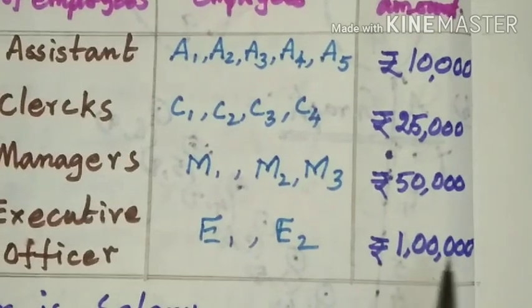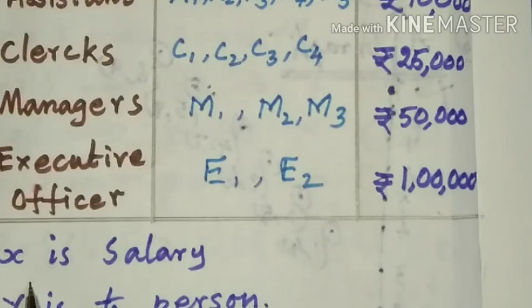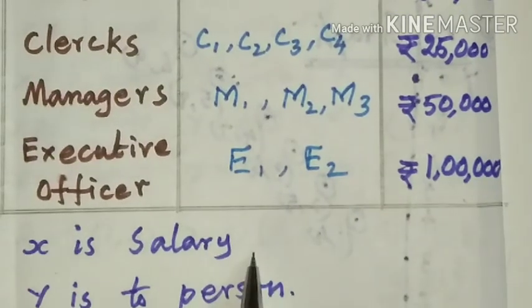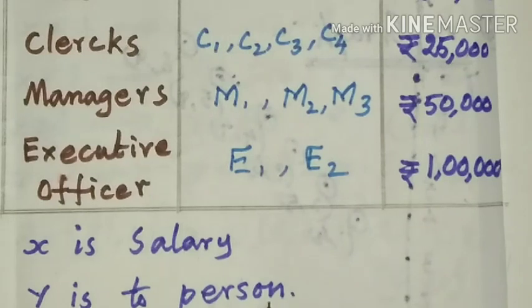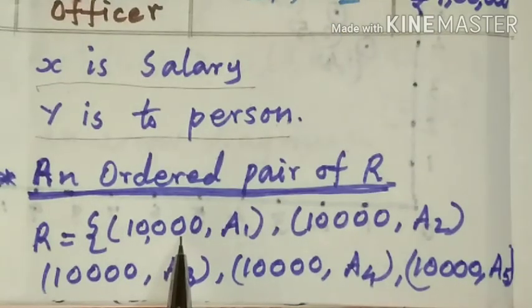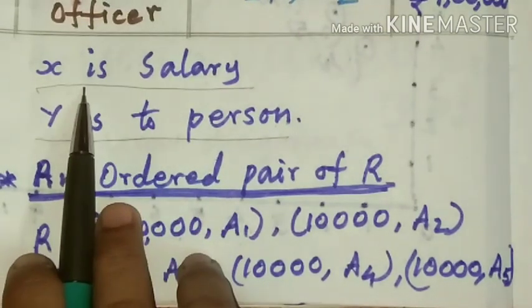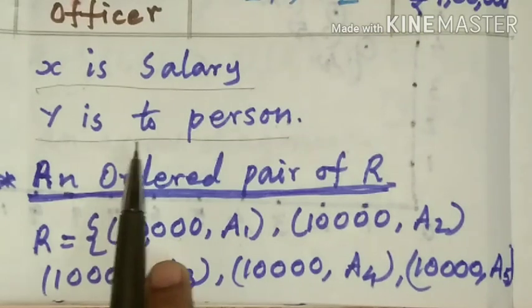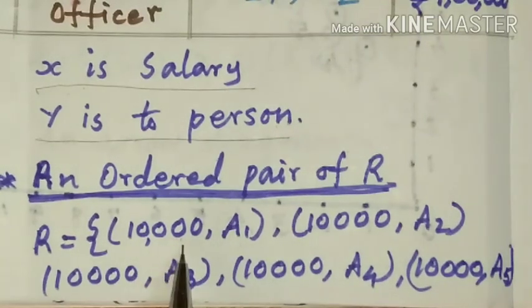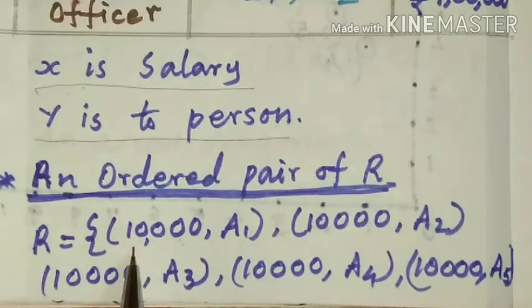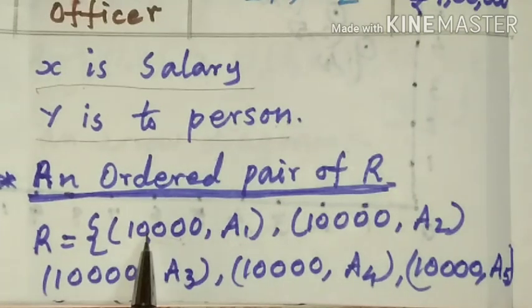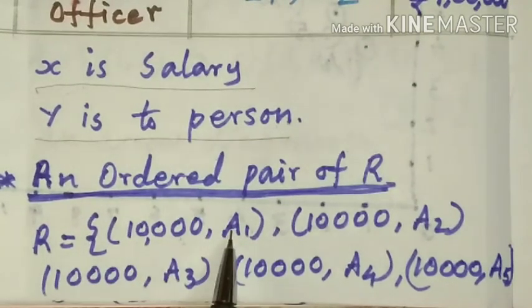Okay, then next you see the important given. In the question, X is salary and Y is person. In an ordered pair, first you write the X coordinate and then the Y coordinate. In the question given, X is salary and Y is person. So first you write the salary. First I will take the assistant category. In this, 5 members are there, each member gets the salary 10,000. So the ordered pairs: x-axis salary, y-axis persons.